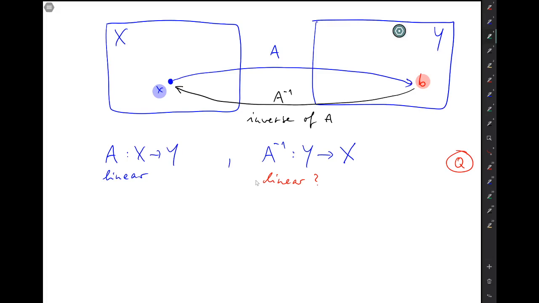Actually, let me give you a little spoiler here. The answer is going to be yes, but still you should find the answer by yourself and prove it.